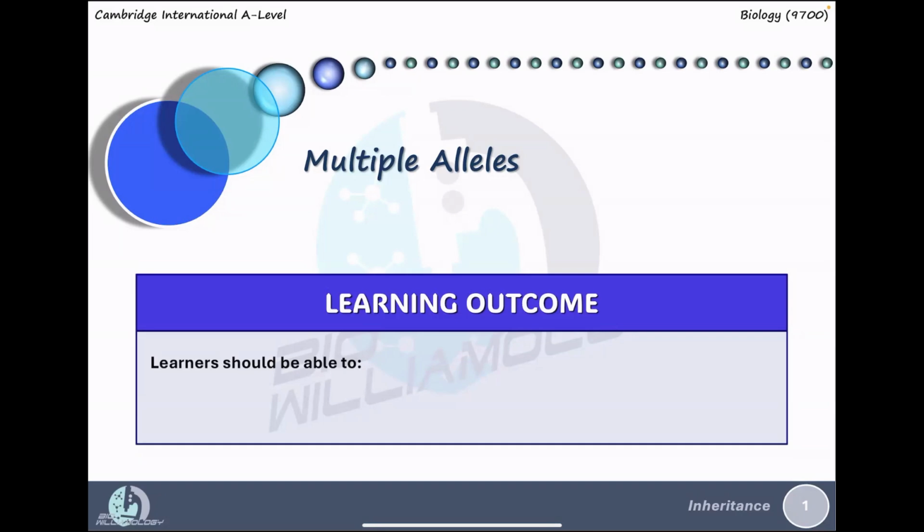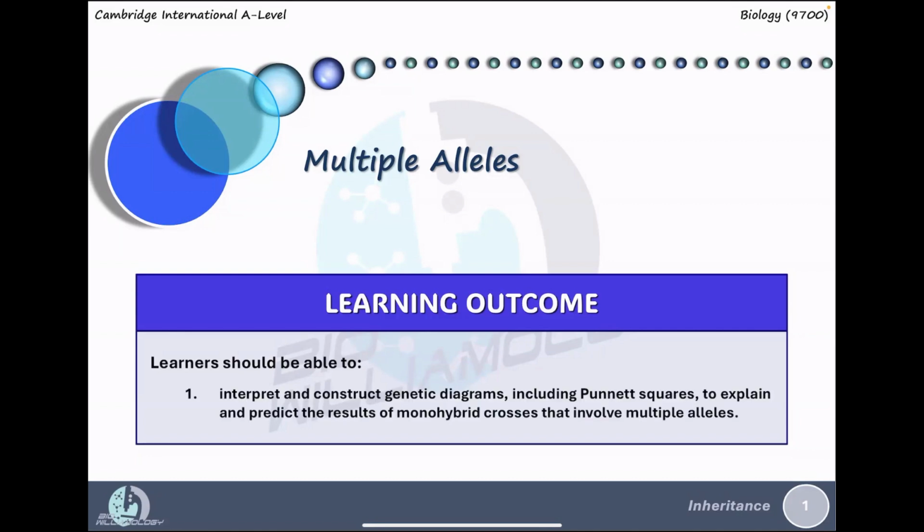In this lesson, we will explore multiple alleles and their inheritance pattern. At the end of this lesson, you will be able to interpret and construct genetic diagrams, including Punnett squares, to explain and predict the result of monohybrid crosses that involve multiple alleles.